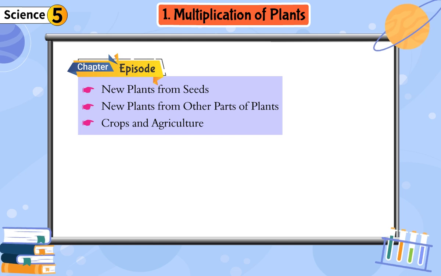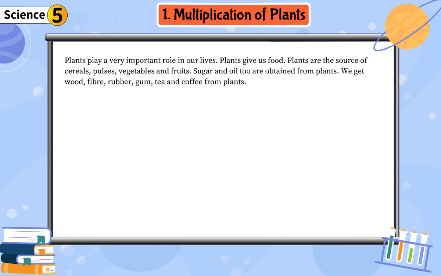Crops and agriculture. Plants play a very important role in our lives. Plants give us food. Plants are the source of cereals, pulses, vegetables and fruits. Sugar and oil too are obtained from plants. We get wood, fiber, rubber, gum, tea and coffee from plants.